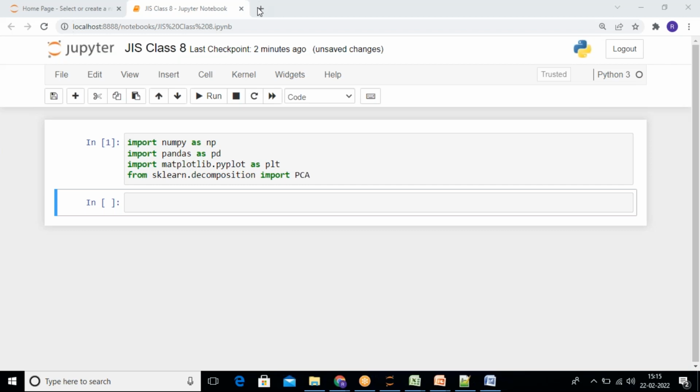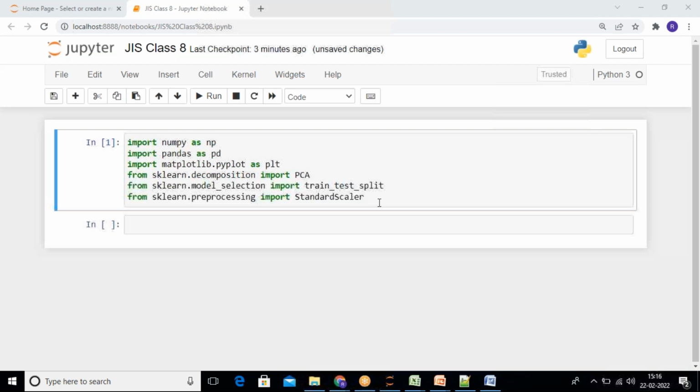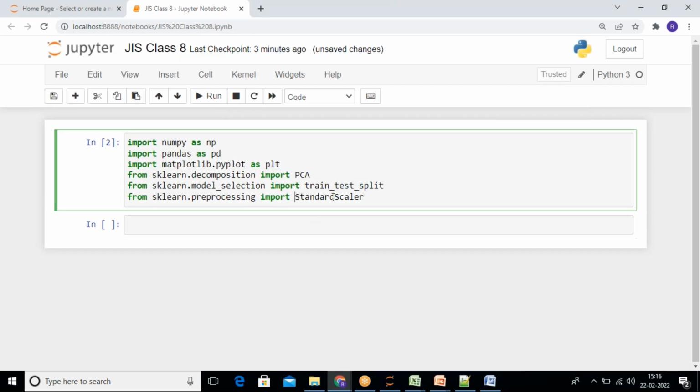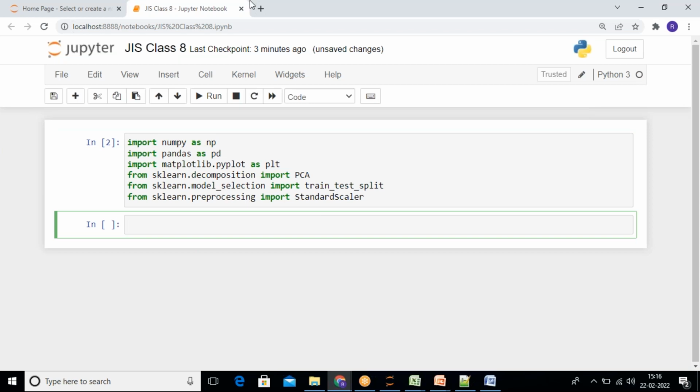ट्रेन टेस्ट स्प्लिट तो हमारा रहेगा ही, उसको मैं कॉपी कर लिया और इसको भी, स्टैंडर्ड स्केलर डेटा को स्केल करने के लिए. बिकॉज बिफोर यूजिंग पीसीए वी नीड टू स्टैंडर्डाइज द डेटा ना. जैसे कल मैंने मिन मैक्स स्केलर लिया था, यहाँ पर स्टैंडर्ड स्केलर लिया हूँ. बेसिकली पीसीए के लिए स्टैंडर्ड स्केलर जरूरी है. Otherwise you cannot perform PCA. Before performing PCA you need to scale the data.